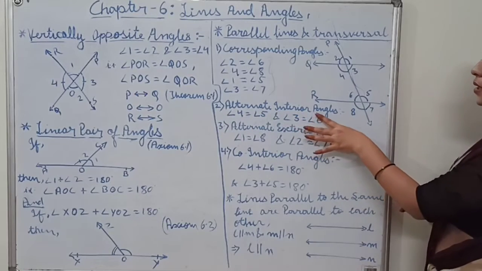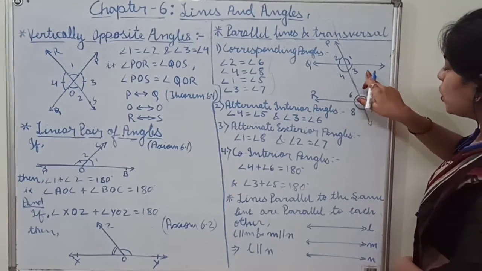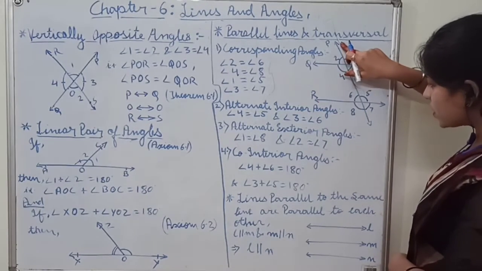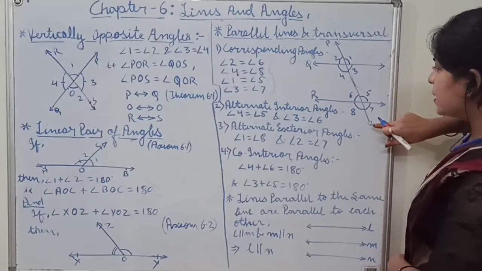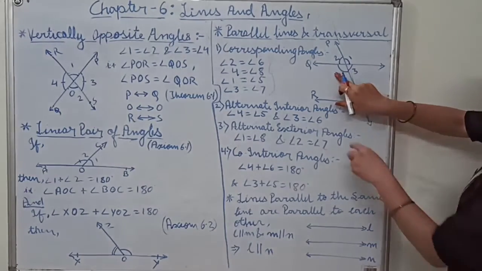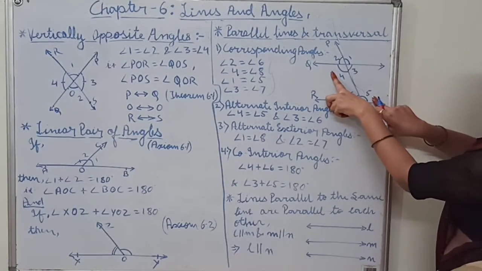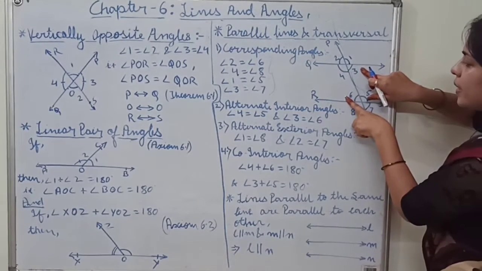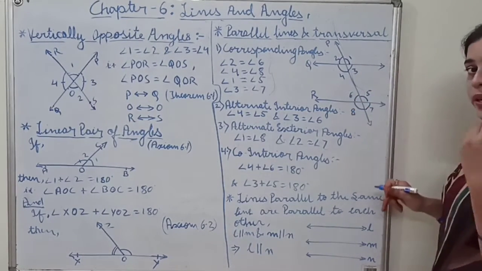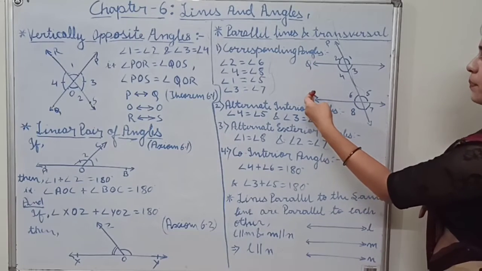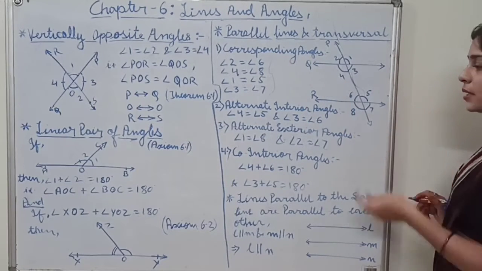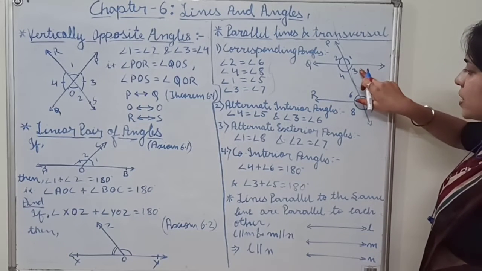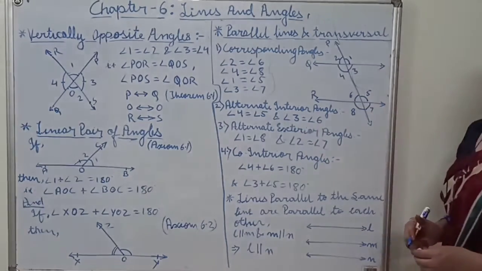Second one is alternate interior angles. If Q and R are parallel lines and P is a transversal intersecting the two lines, then angle 4 and angle 5 are alternate interior angles, and angle 3 and angle 6 are alternate interior angles. The property says that if the two lines are parallel, then alternate interior angles will be equal. Means angle 4 is equal to angle 5, angle 3 is equal to angle 6. These are alternate interior angles.